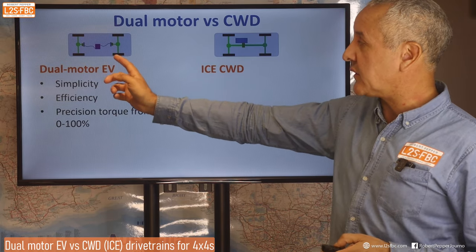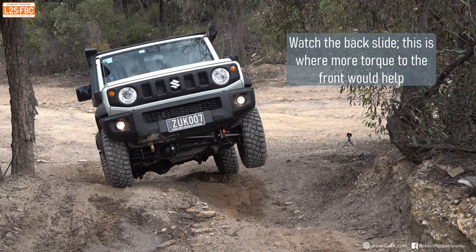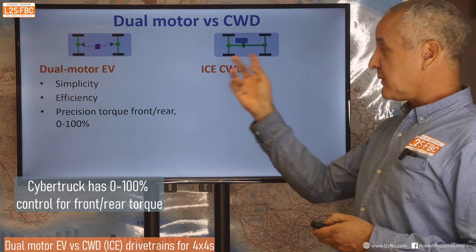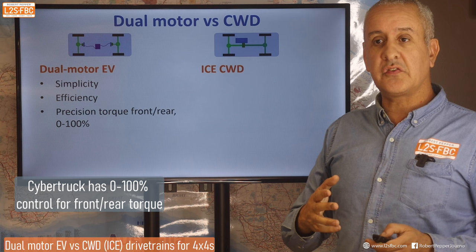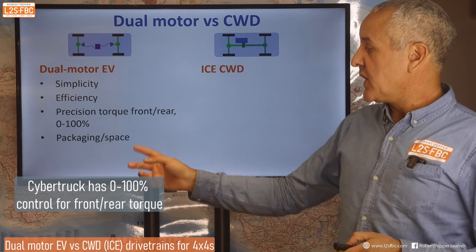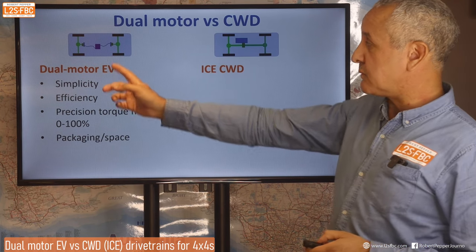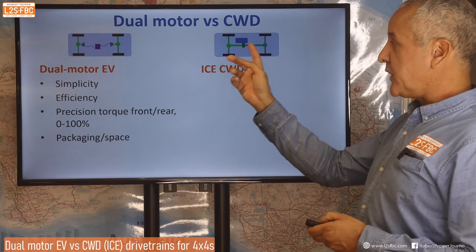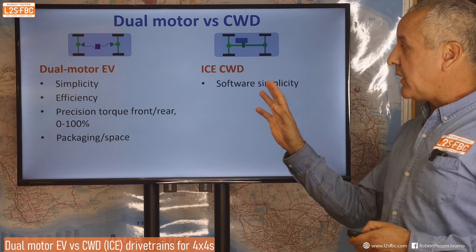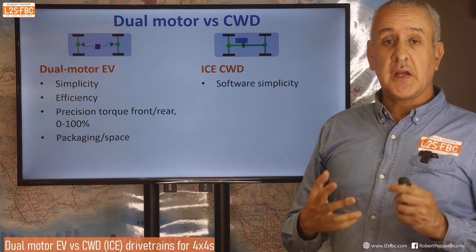You can instantly and quickly vary how much torque and power the front axle gets versus the rear, shut it off, in and out. With the conventional setup you can vary the torque front and rear, but not quite as quickly and easily or efficiently. And packaging and space, you know, there's just more room. You don't have the transfer case, you don't have the prop shafts going front and rear, so that's an advantage as well. Now, on the conventional wheel side, it is simpler.